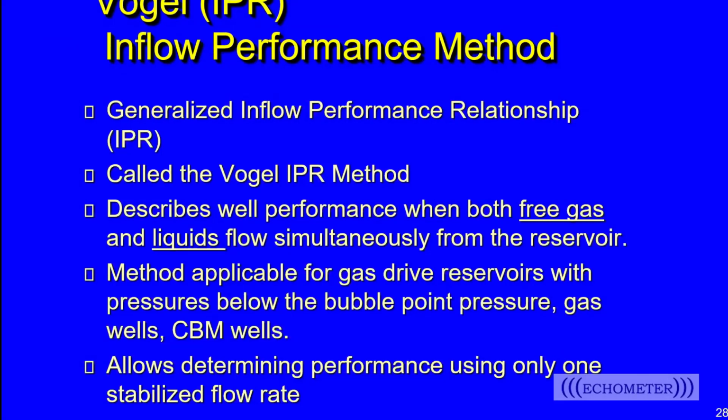there are other methods, and one method was developed by Vogel. It is a generalized inflow performance relationship, and it allows us to estimate the inflow performance relation using only one well test, only one data point, and using the static bottom hole pressure. It describes the well performance when both free gas and liquid flow simultaneously from the reservoir. So it is the most general case, and so it is used quite often, and it is generally accepted. The main advantage of the Vogel relation is that it allows determining the performance using only one stabilized flow rate. It doesn't require a multi-rate test.